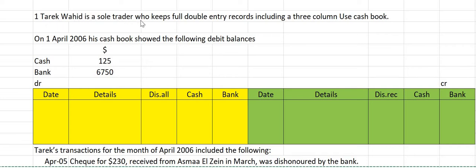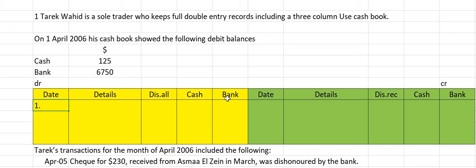Tarek Wahid is a sole trader who keeps full double entry records, including a 3-column cash book. On 1st April 2006, his cash book showed the following debit details. So it says debit details. That means cash plus bank, both of them have a debit balance. So you move to the debit side.